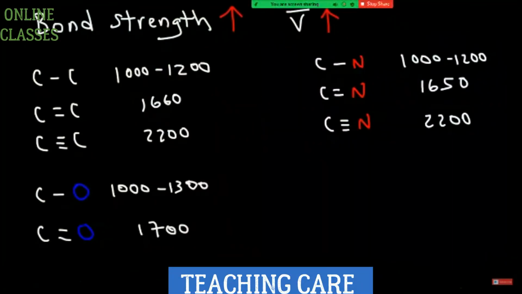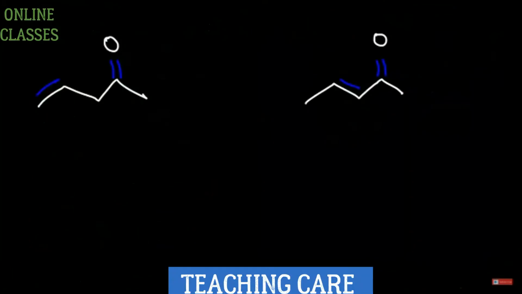And since wave number and energy are directly related, triple bonds will show up at a higher wave number in the IR spectrum. So that's another thing you want to take into account when dealing with IR spectroscopy. As the bond strength goes up, the wave number goes up.